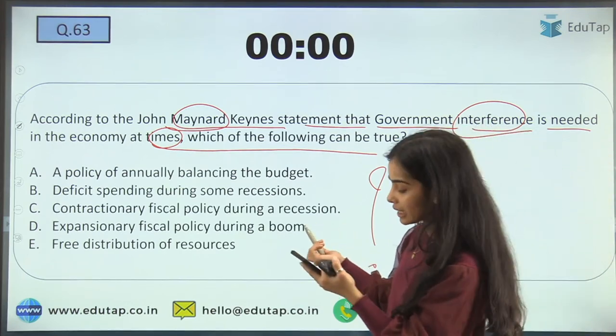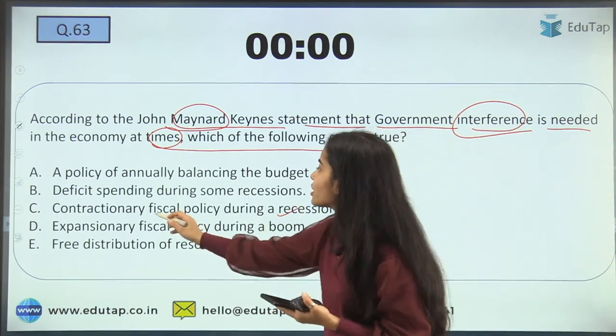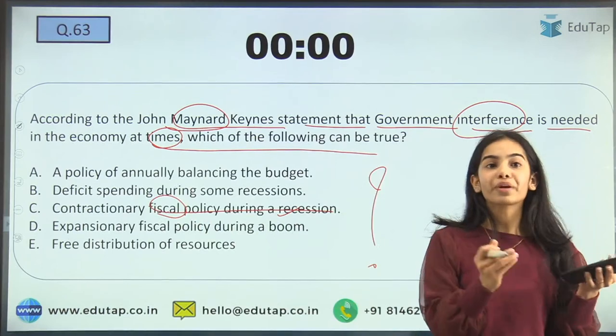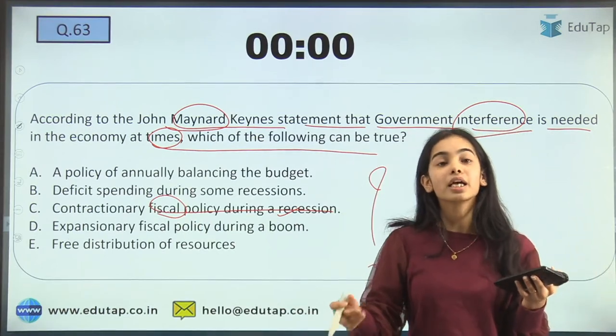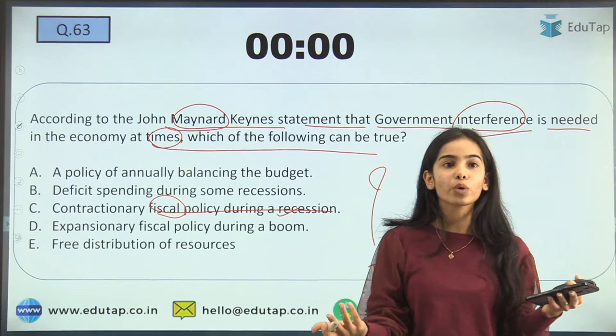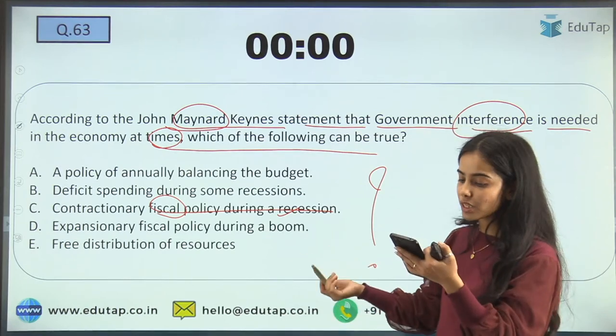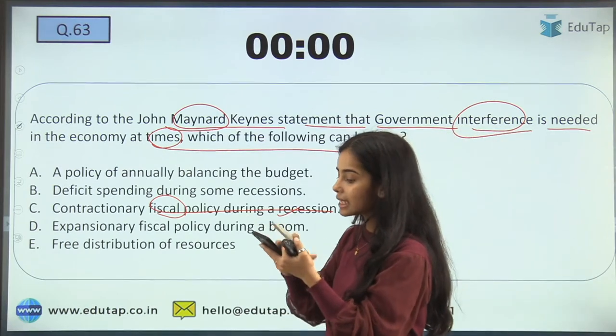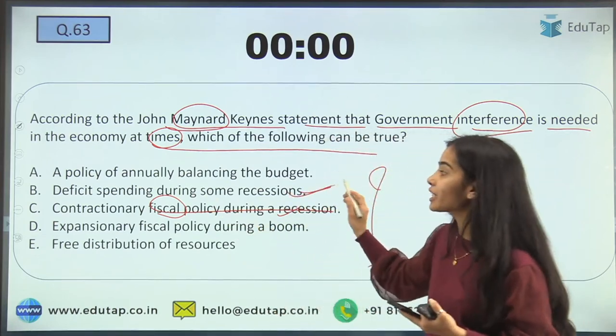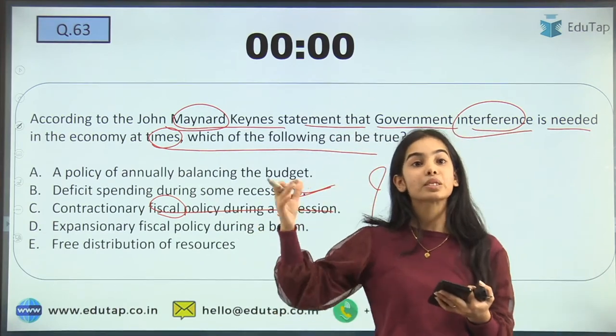Okay, so I'm getting the answer, that is C. Contractionary fiscal policy during recession. If the contractionary fiscal policy in recession is there, then the economy won't be able to grow now. In the recession, there should be expansionary fiscal policy. And Akhil is saying the right answer, that deficit spending should be happening when recession is there.